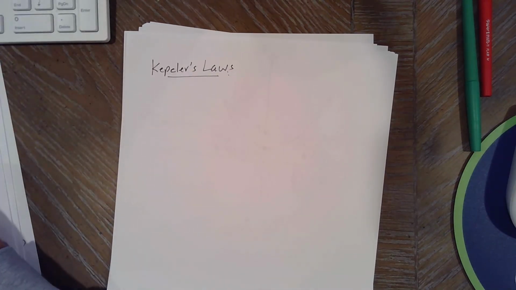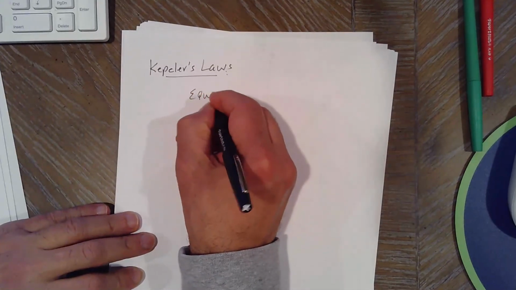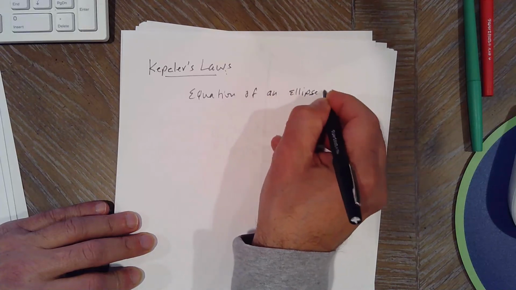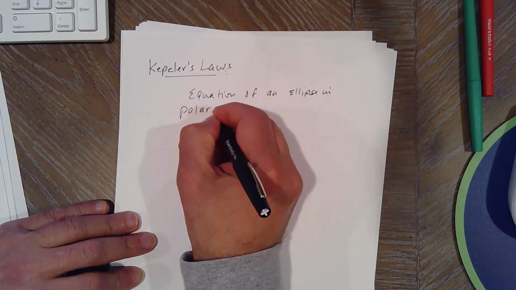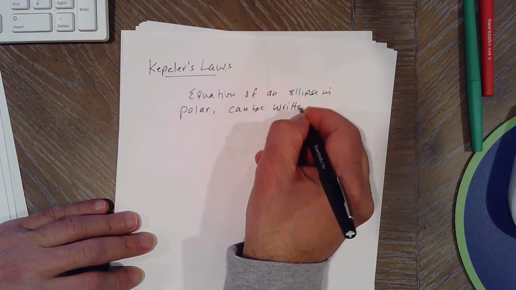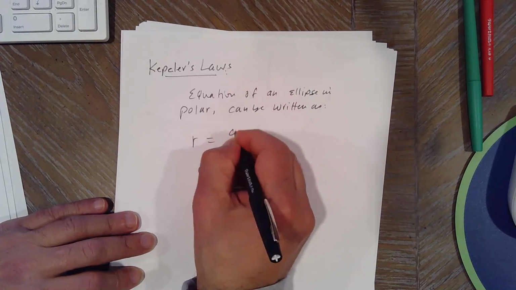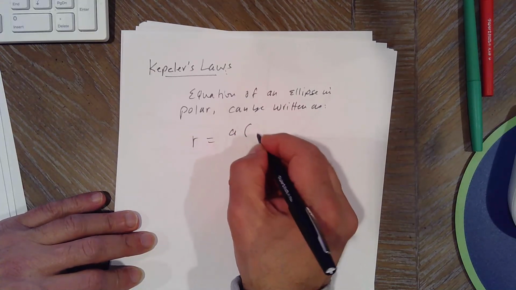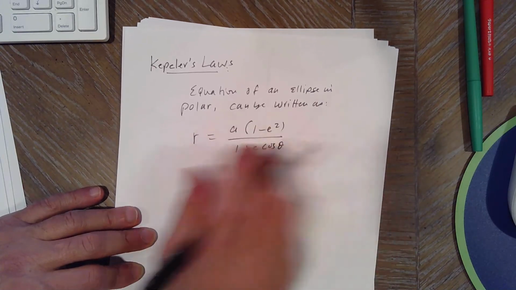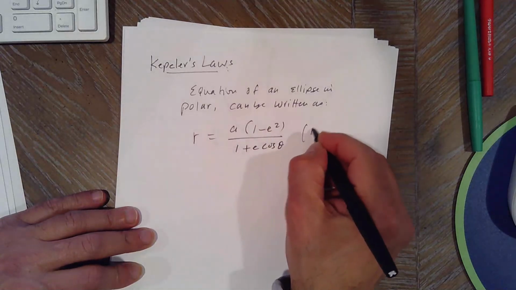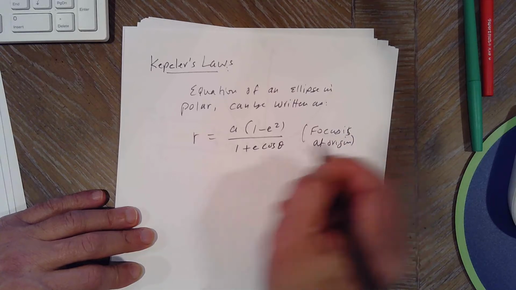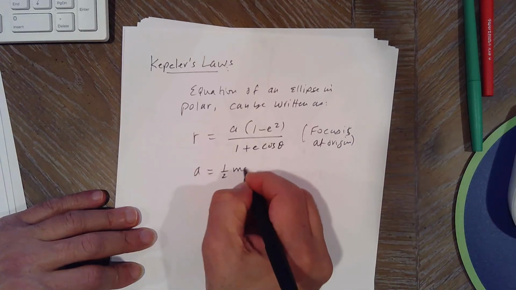As a result of Kepler's law, the equation of an ellipse in polar can be written in this way: r equals a(1 minus e squared) over (1 plus e cosine theta). Because we can prove that, to go from the other equation to this one. Again, the focus is at the origin, where a is 1/2 the major axis.